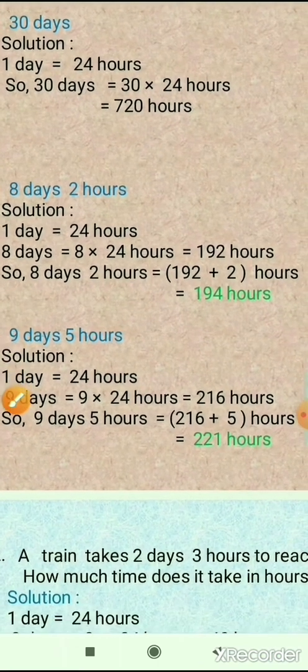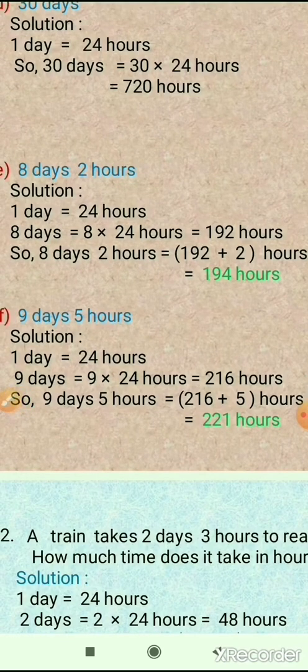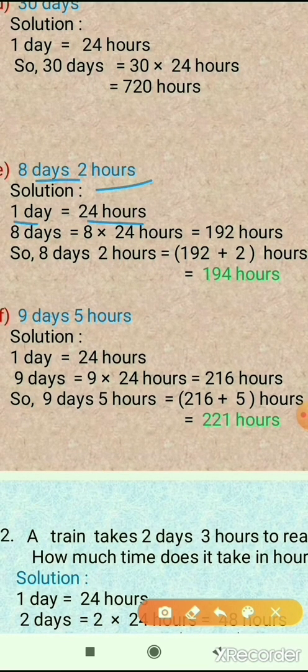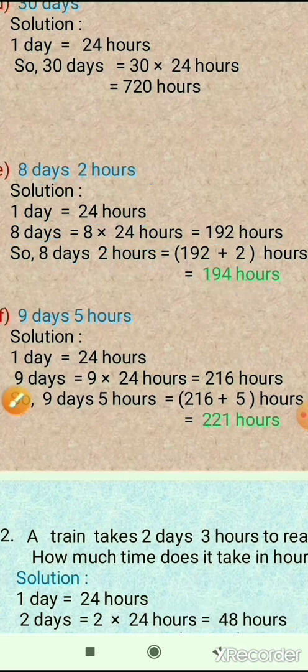Now see next example, 8 days 2 hours. Okay, we know that 1 day is equal to 24 hours. So 8 days is equal to 8 multiplied by 24 hours. 24 8s are 192 hours. Okay, so 8 days 2 hours is equal to 192 plus 2, 194 hours. So 8 days 2 hours is equal to 194 hours.